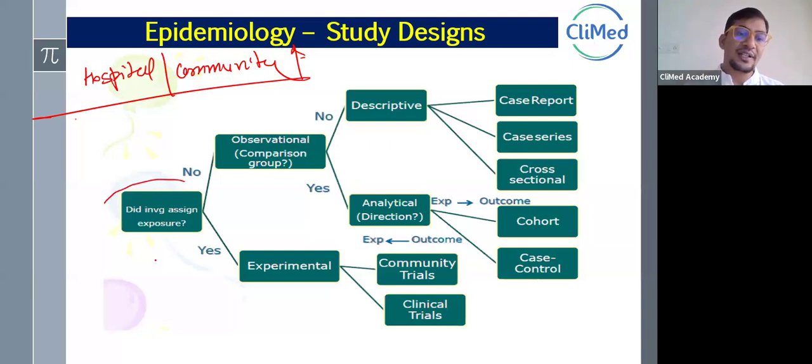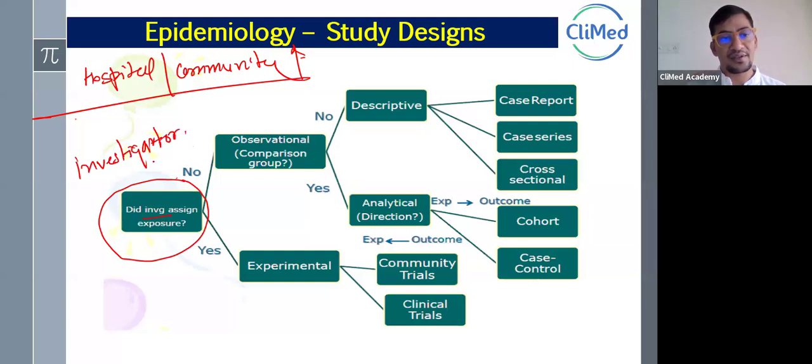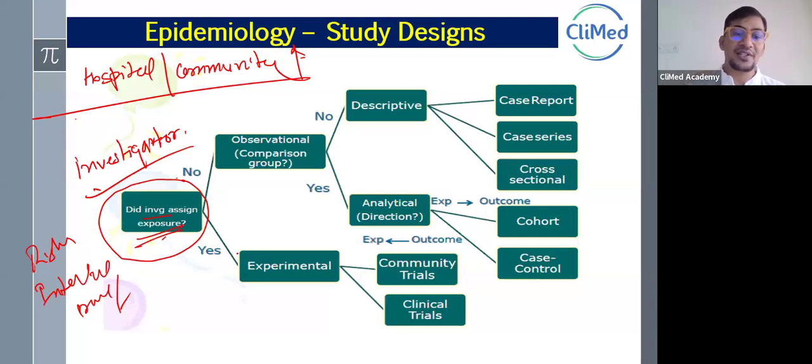First thing: did the investigator assign the exposure? Exposure here means any kind of risk factor, intervention, drug, or whatever it is. If it is done by the investigator, then the study type will be experimental, because the investigator wants to experiment. The investigator wants to test either the risk factor, the drug, the counseling, or whatever. The term is exposure, but it could be any type of intervention. If the intervention is assigned by the investigator, then it is experimental.